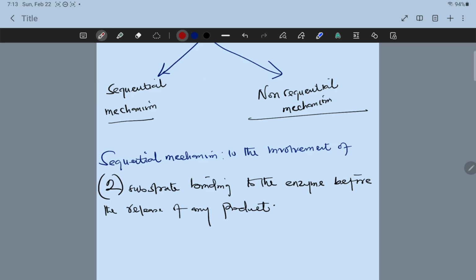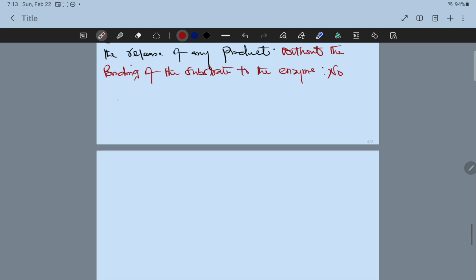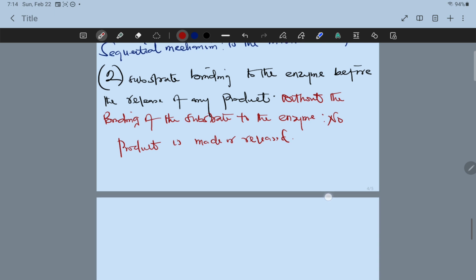And we were able to find out that without the binding of the substrate to the enzyme, there is no product made or released. No product is being made and no product is released.